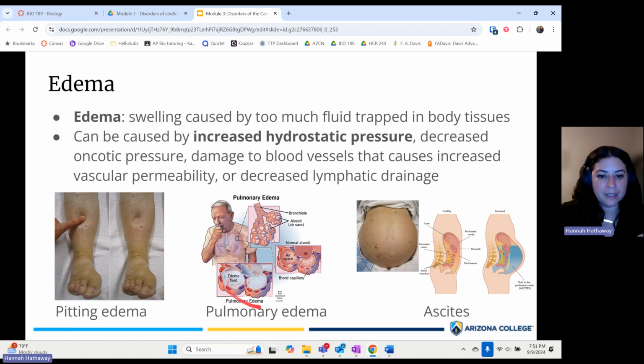Pulmonary edema, so this would be a buildup of fluid in the pulmonary system, so essentially fluid in the lungs is what we would say more commonly. And then ascites, this is a buildup of fluid in the peritoneal cavity, so essentially a buildup of fluid in the abdomen. All of these are associated with different types of heart failure. So now we're going to learn about how to think about which one is associated with which type of heart failure.